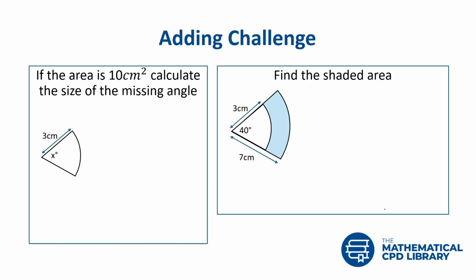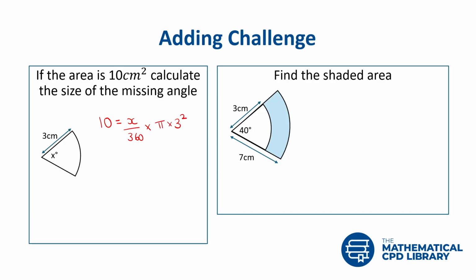So the first question gives you the answer for the area, and you need to find a missing angle. Now, in a question like this, you need to start by writing down what you know. So I know the area is 10. I know I've got x out of 360 degrees. I'm just not quite sure what that is, and I know I would times by pi times 3 squared to work out the area.